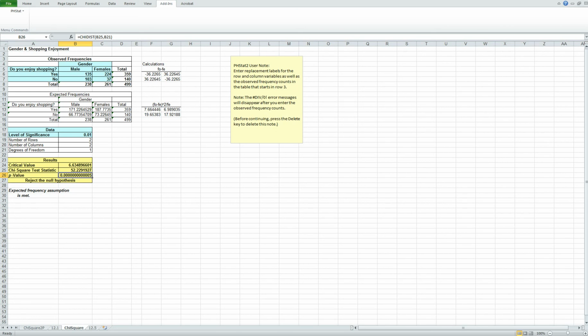So in this case, our calculated chi-square test statistic is greater than the critical value, so we reject the null hypothesis. So you can say that there's enough evidence to suggest that there is a significant difference between the proportion of males and females who enjoy shopping for clothing at a significance level of 0.01. And that's pretty much it.